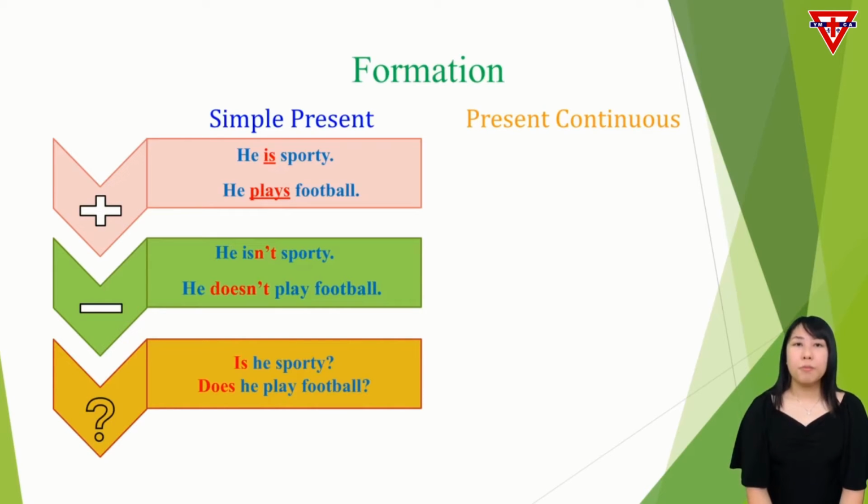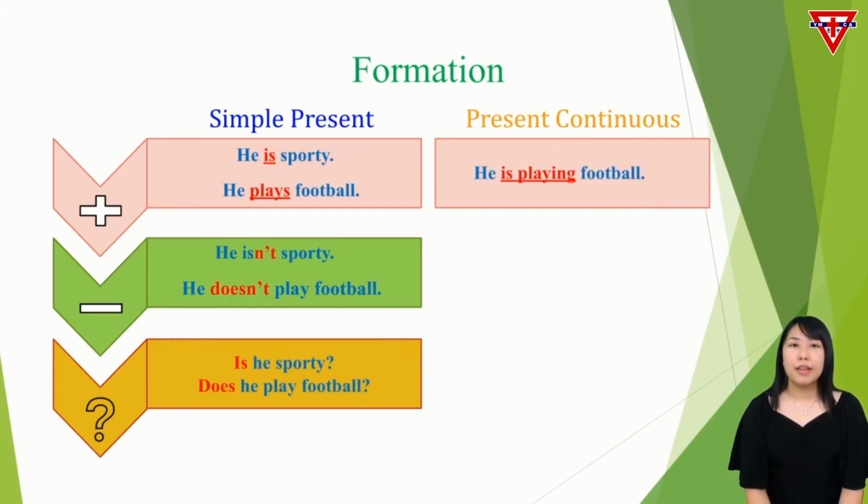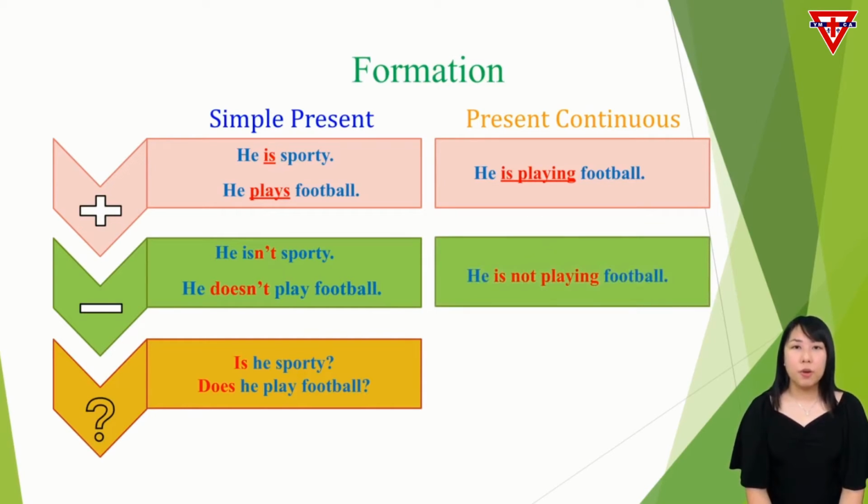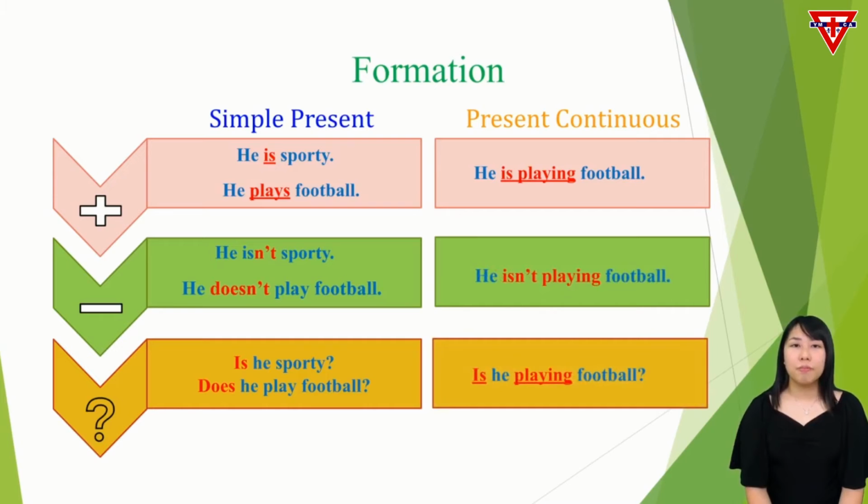To form an affirmative sentence, we must use is, am, are plus the verb ing form. Say, he is playing football. For negative sentences, we just add not after is, am, or are. We can also use the word isn't. For questions, we put is, am, or are before the verb. It is very easy to distinguish the tenses by looking at the verb forms.